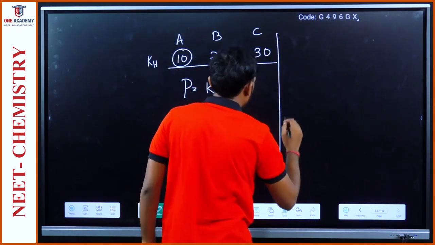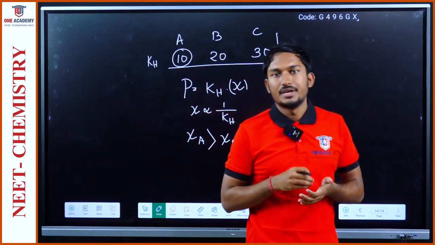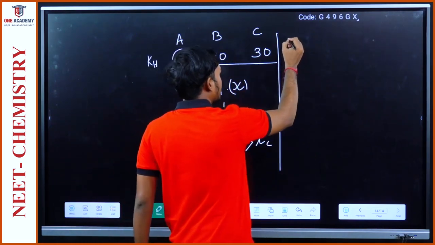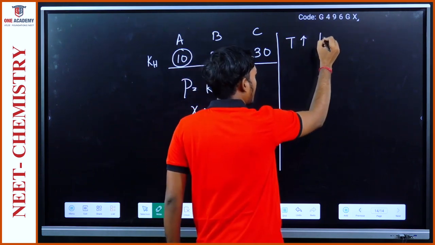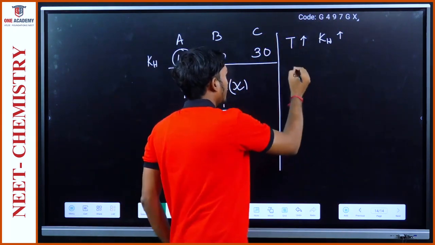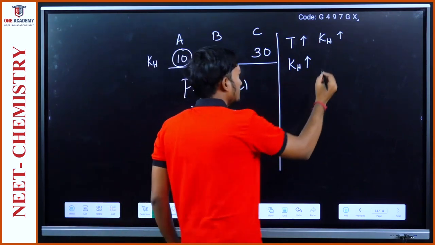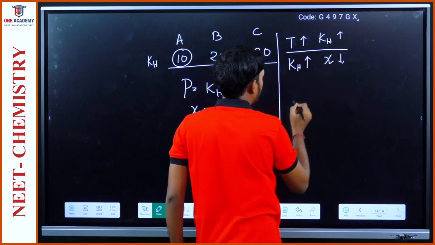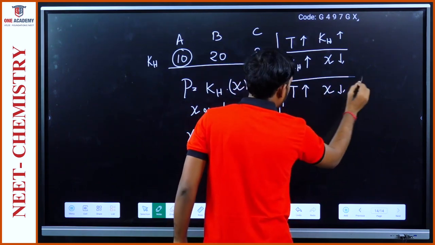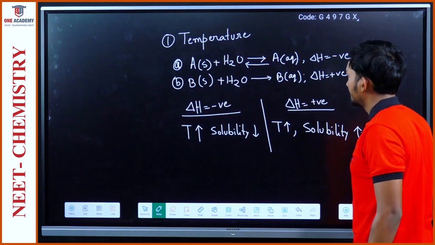Another experiment: it is observed that KH, that is Henry's constant, is dependent on temperature. If you increase temperature, then KH value also increases. It is observed that with increasing temperature, KH value increases. Now if KH increases, we have just seen that solubility will decrease. So we can directly correlate that temperature increase means solubility will decrease. We said that in the previous slide also, where it is the temperature effect.